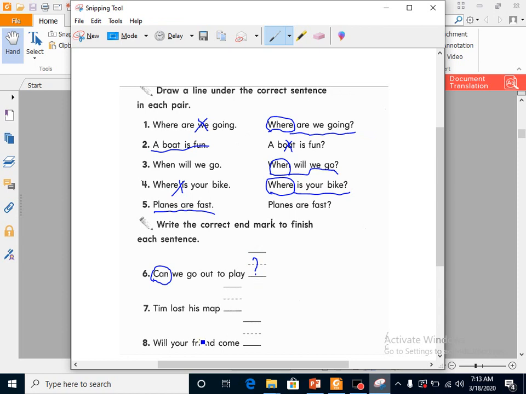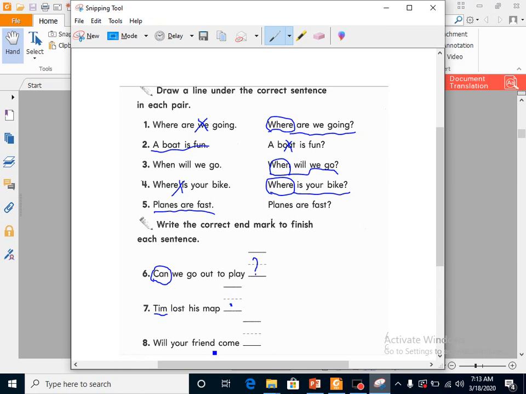Number seven. Tim lost his map. Tim here is a boy. Can you answer this one? No, you can't. Because he's just telling you that Tim lost his map. So, is this a question or a statement? Statement. I start here with Tim, and Tim is a noun. So, I will put a period here. Very good.